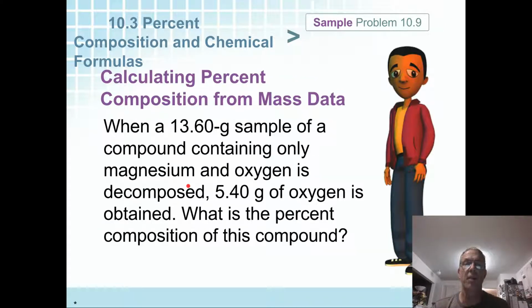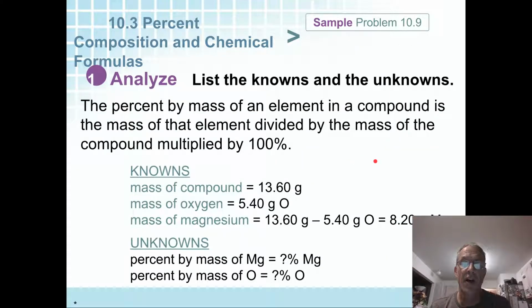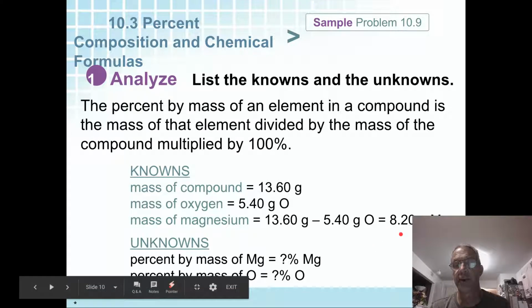So a typical type problem is we have 13.6 grams of a compound containing only magnesium and oxygen. It decomposes. We get 5.4 grams of oxygen out. What's the percent composition of this compound? Now, it's pretty safe to assume that the rest of it's magnesium, right? And so we know the total of oxygen and we know the total of magnesium. And that's kind of the work that they've done here, okay?